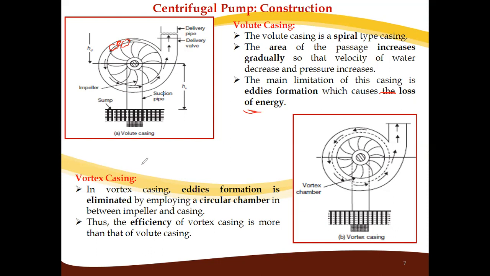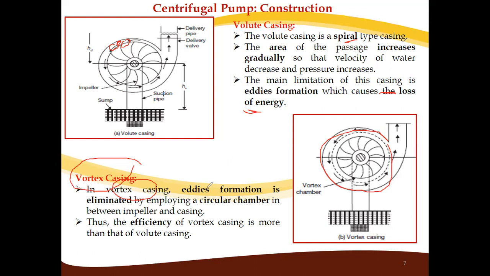Now we have another type of casing, called the vortex casing. In the volute casing there is a limitation: it forms eddies. This eddies formation can be eliminated by using a vortex casing. For the vortex casing, we employ a circular chamber. So this chamber is circular in nature. In this type, there is a spiral here, and there is a circular chamber between the impeller and casing. Because of this, the eddies formation can be eliminated.